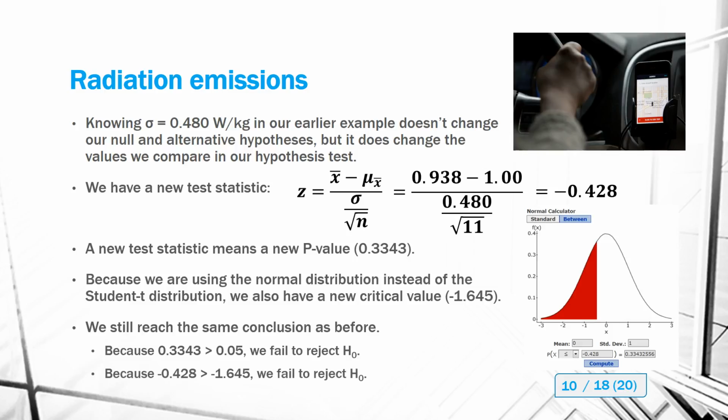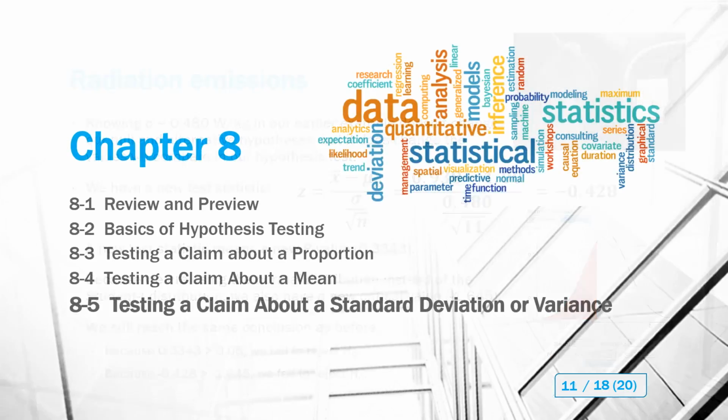Likewise, if we compare our test statistic, negative 0.428, with our critical value of negative 1.645, we're going to find that again we are outside the critical region. So therefore we fail to reject H0 and reach the same conclusion as before, that there is not sufficient evidence to support the claim.